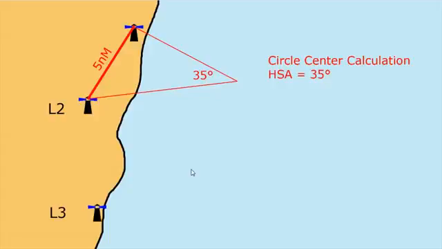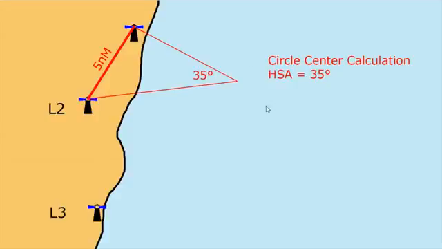To get a horizontal sextant angle, we use our compass, we get the angle between this L1 lighthouse and L2, and we find that it's 35 degrees. We know the distance between the two lighthouses is 5 nautical miles. We've got that distance from our chart.